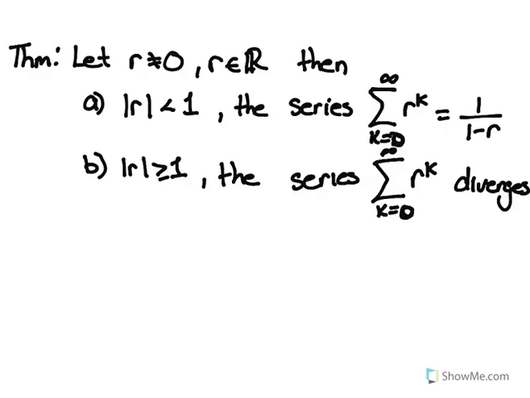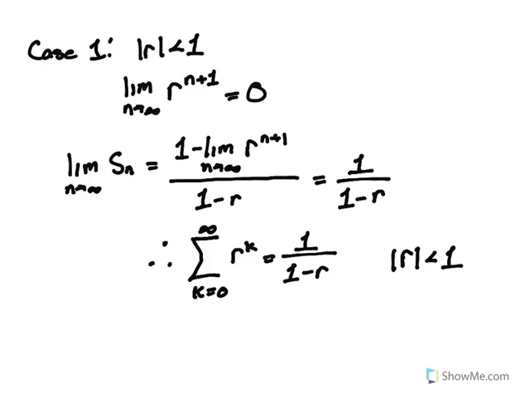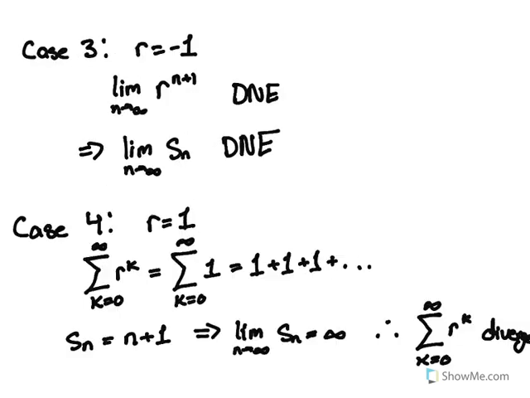So once again, the theorem is: for a geometric series, if the magnitude of r is less than 1, then the series converges, and it converges to 1 over 1 minus r, and if the magnitude of r is greater than or equal to 1, the series diverges. So using this theorem, let's go back to our turtle example and see what the value should be.